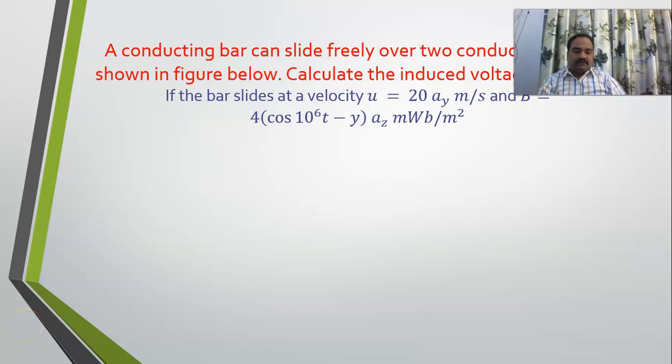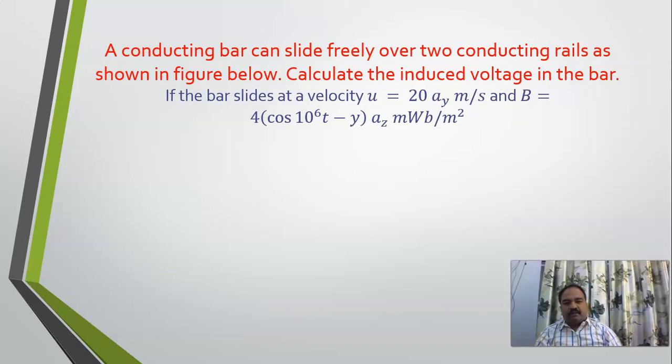So this is the third case where, if you carefully see, the bar is also moving with a velocity, and there is a magnetic field which is varying with respect to time, right? So in this case, this is 10 power 60 minus 5. Okay. So in this case, we need to use the combined equation for variable velocity, variable magnetic field.